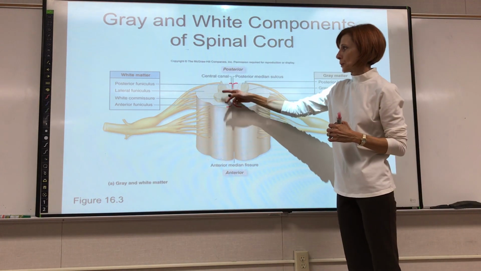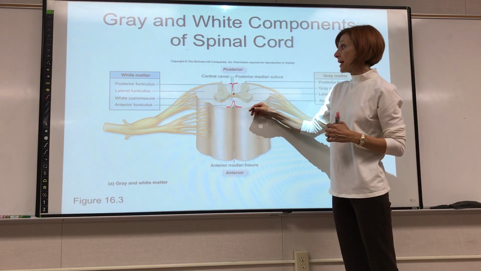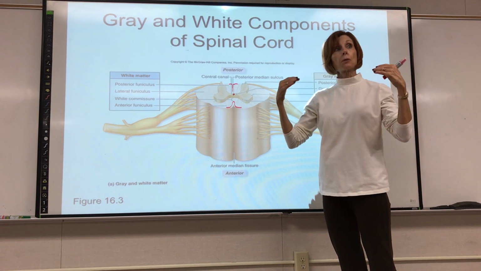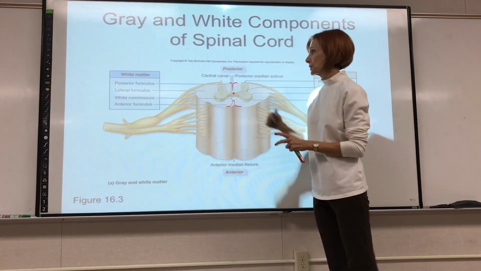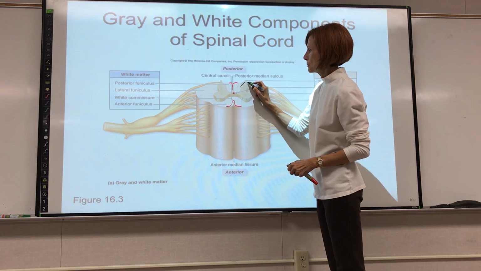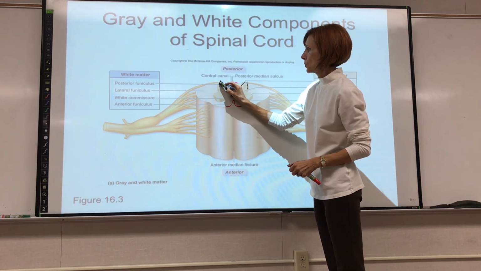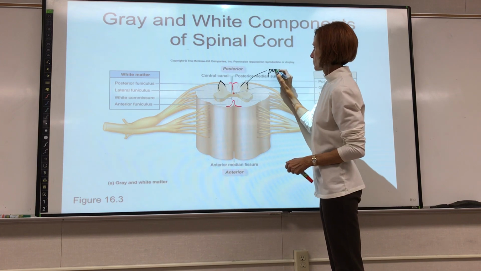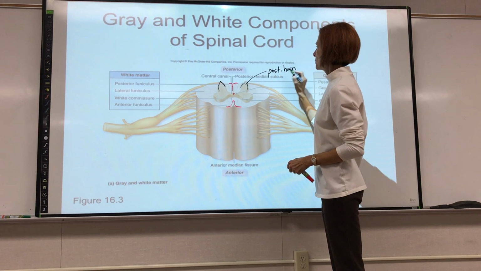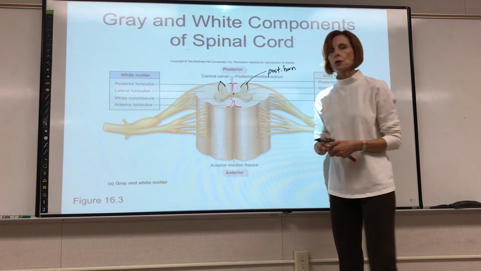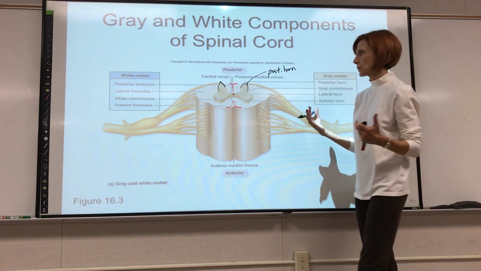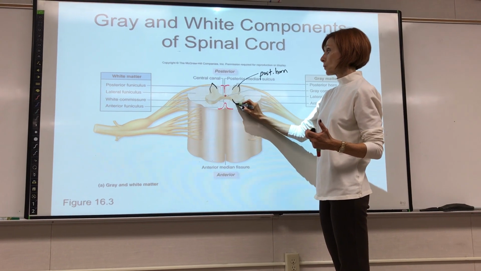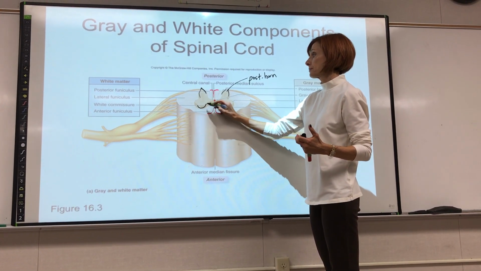Okay, so let's talk now about the gray matter. So the gray matter is in this kind of H or butterfly shape, and these projections are called horns. So here we have this kind of somewhat pointy posterior horn, okay, often called the dorsal. The terms ventral and dorsal are used a lot for the spinal cord, so you can use either. Neither one is correct. These are the more rounded anterior horns.